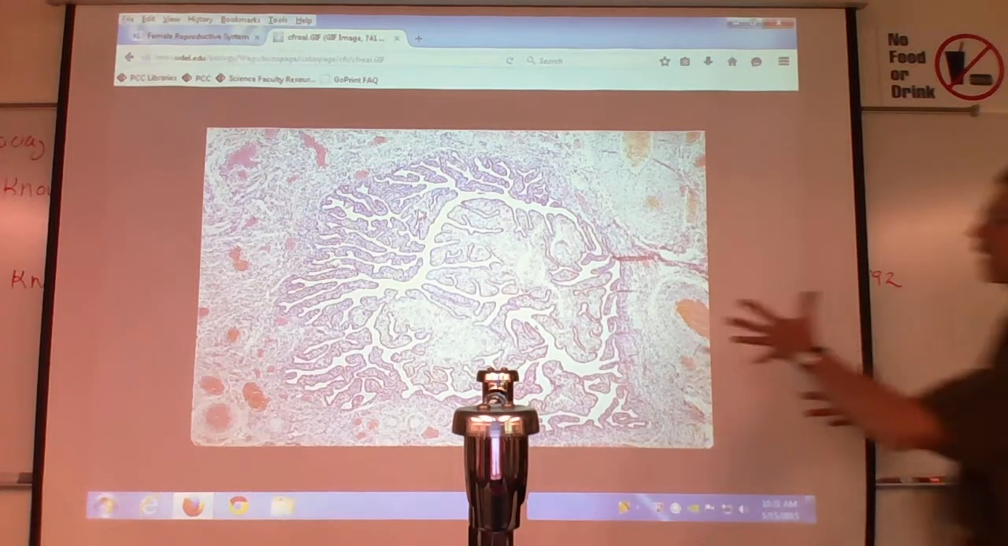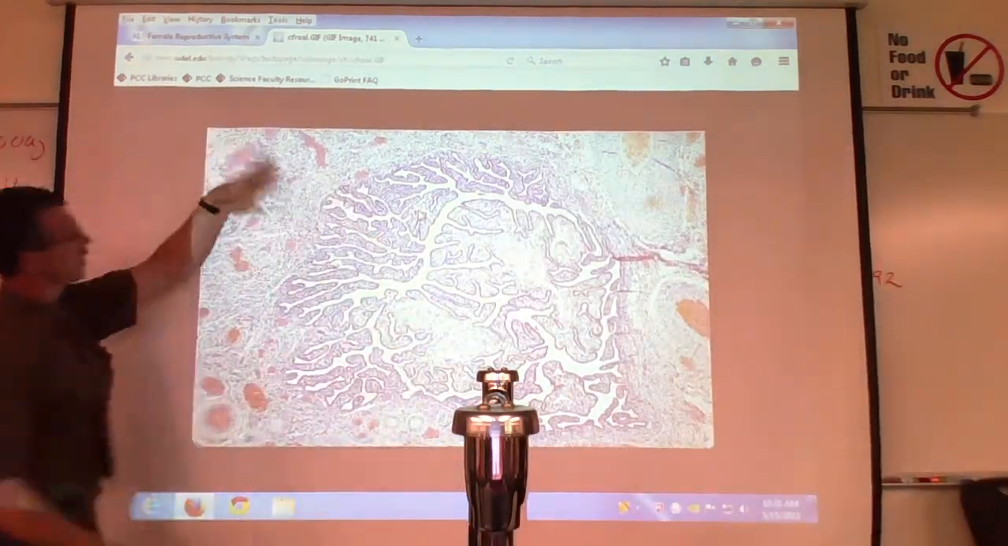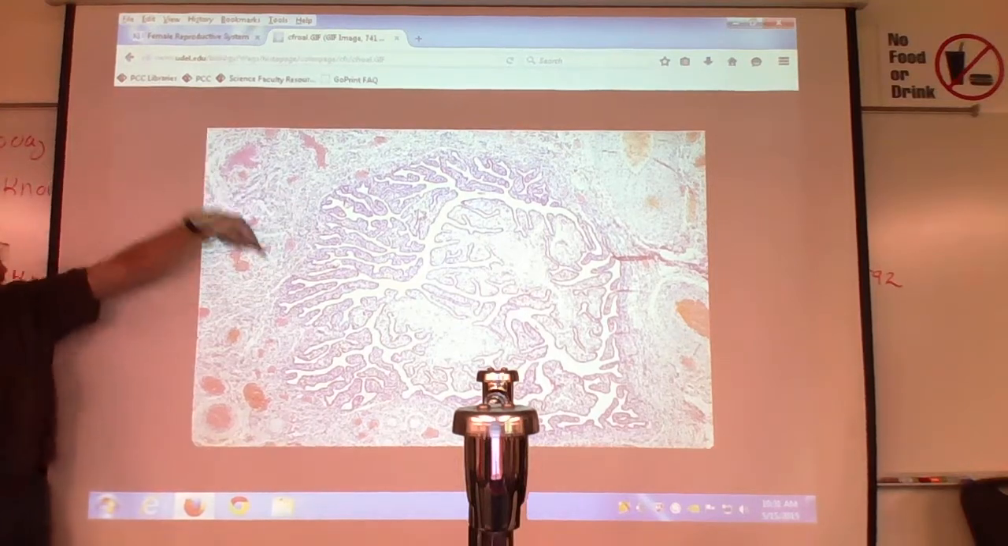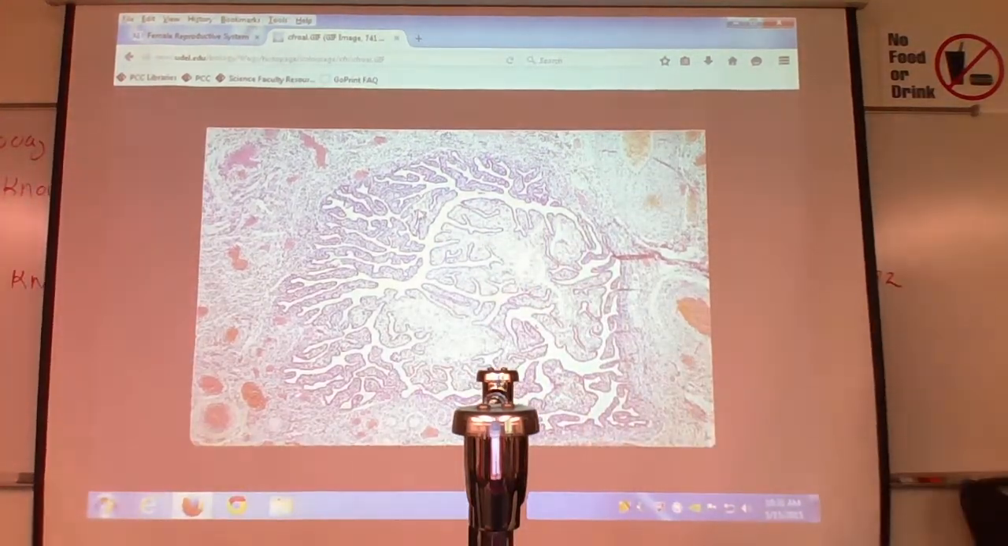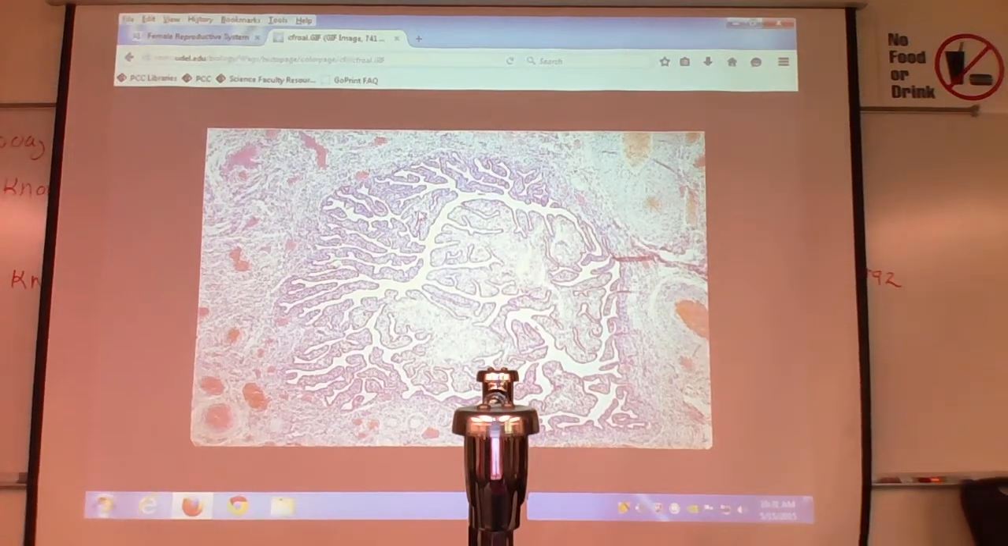This is the snowflake. And these are all the muscles. It just looks odd where they cut it, but these are the muscles ringing around. That's the snowflake. So it's a uterine tube, ovarian tube, oviduct.